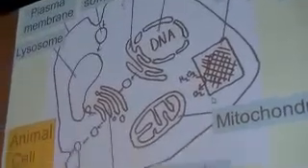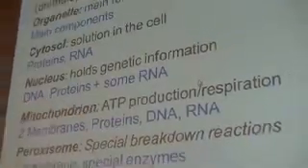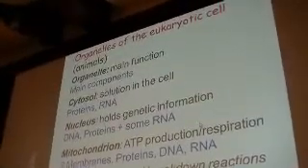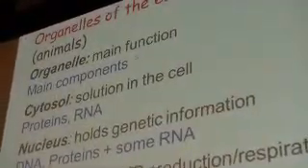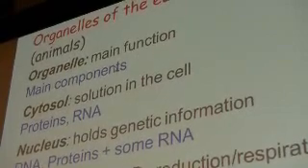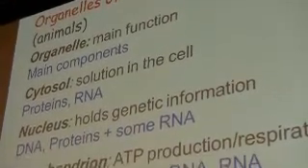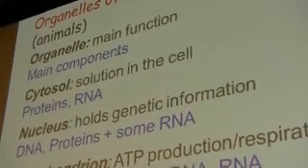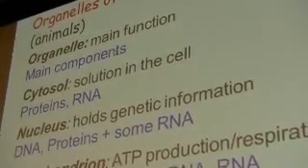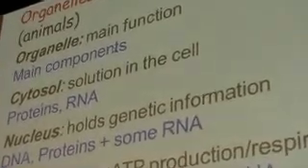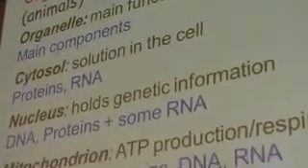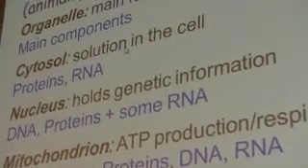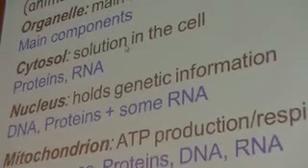Good, huh? Alright. So let's review very quickly the organelles of the eukaryotic cell. I just said it. So which organelle do we have? What's the main function? What are the main components? The cytosol is the solution in the cell. It holds a lot of proteins, enzymes, it holds RNA that's used to form those proteins. And also the ribosomes are in there. A lot is going on in the cytosol. It's considered to be the main compartment of most cells.